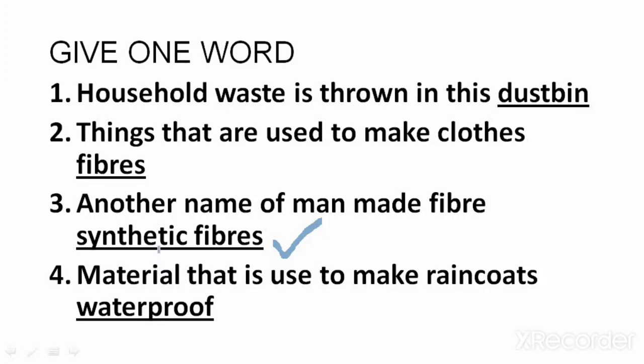Material that is used to make raincoats. Is wool used or is cotton used? No. Which material is waterproof, which does not allow the water to come inside and make you wet? So the raincoat is made of waterproof material. Material that is used to make raincoats. What is the answer? W-A-T-E-R, water, P-R-O-O-F, proof, waterproof.